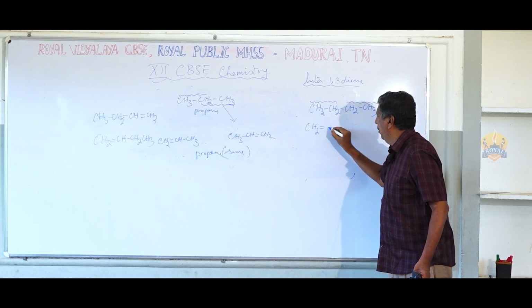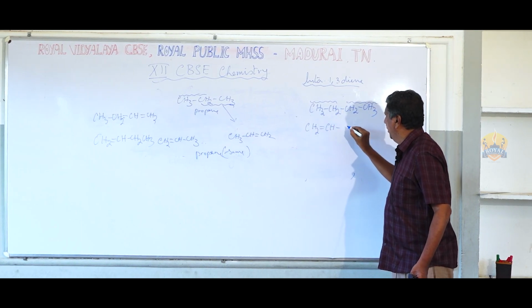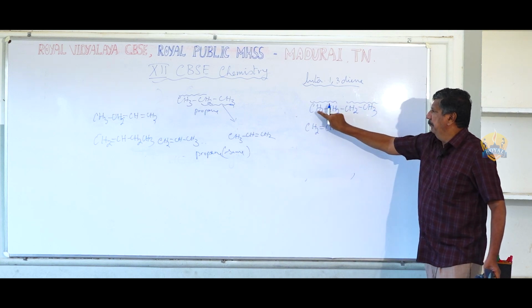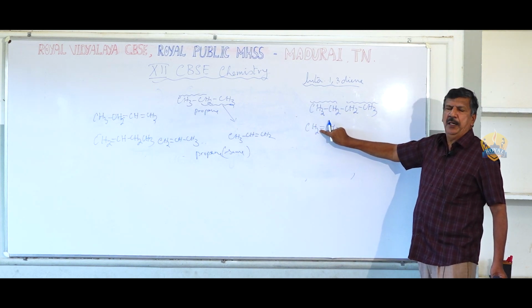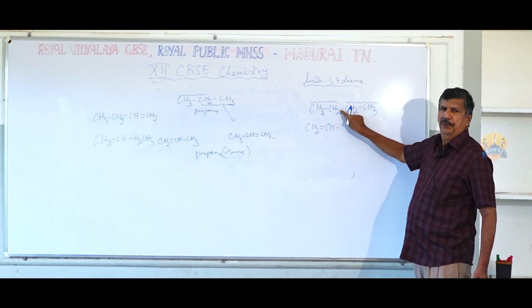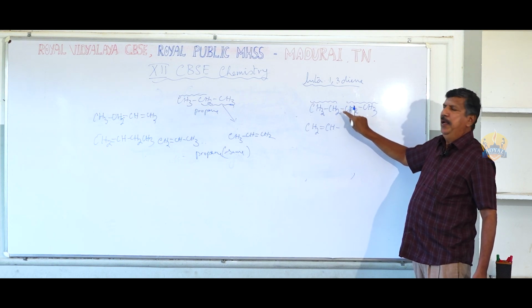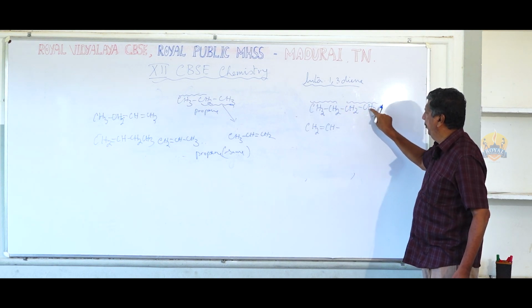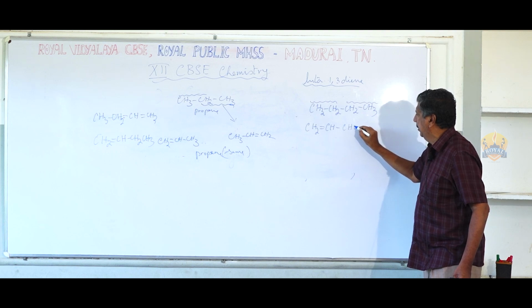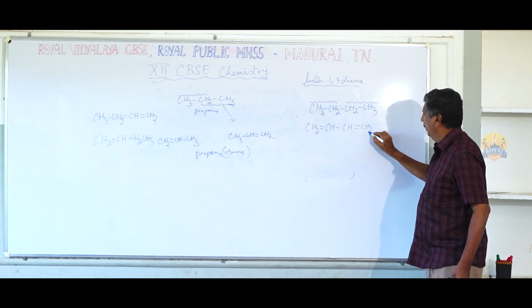CH2 double bond CH, single bond, because between these two you are creating a double bond, not here. Be careful, it is not here. And between these two, you are creating a double bond. That's all. You can verify.